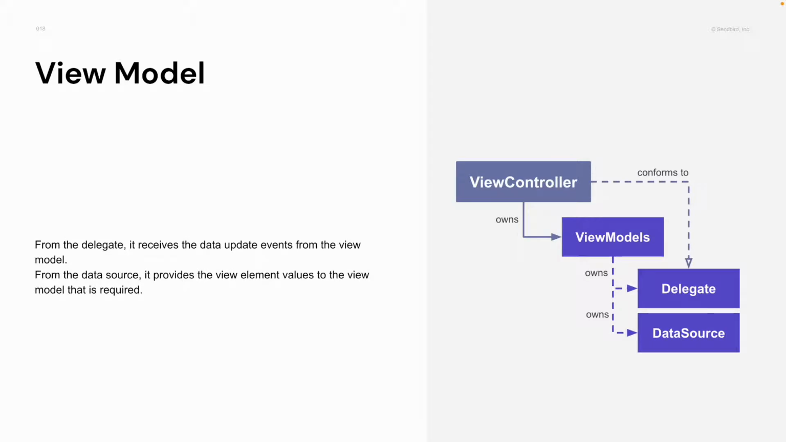The view controller conforms to the delegate and data source of the view model. From the delegate, it receives the data update events from the view model. From the data source, it provides the view element values that the view model requires.